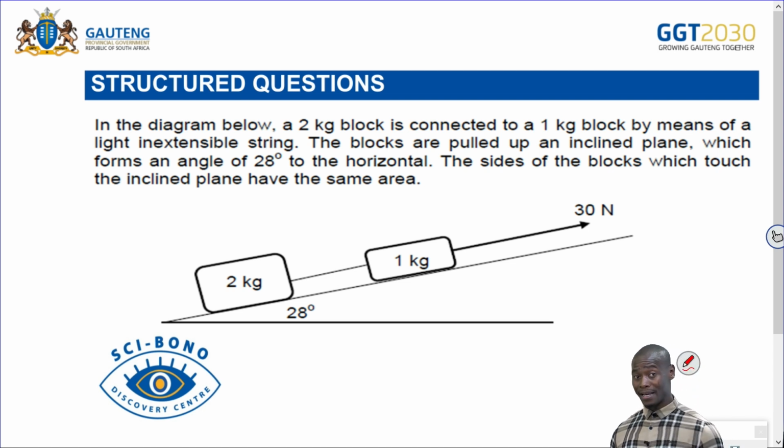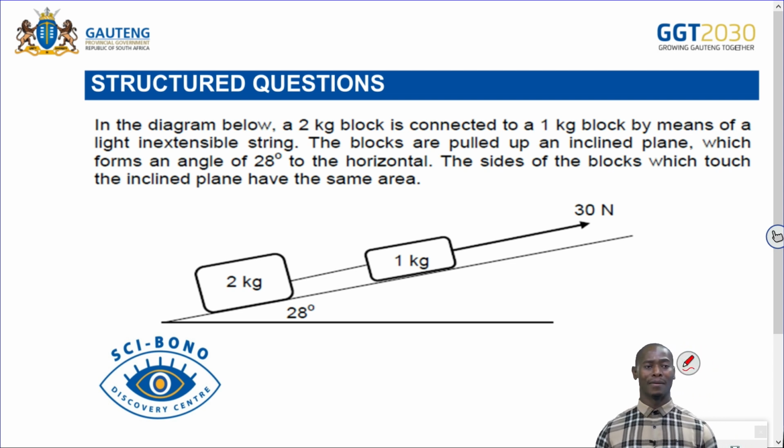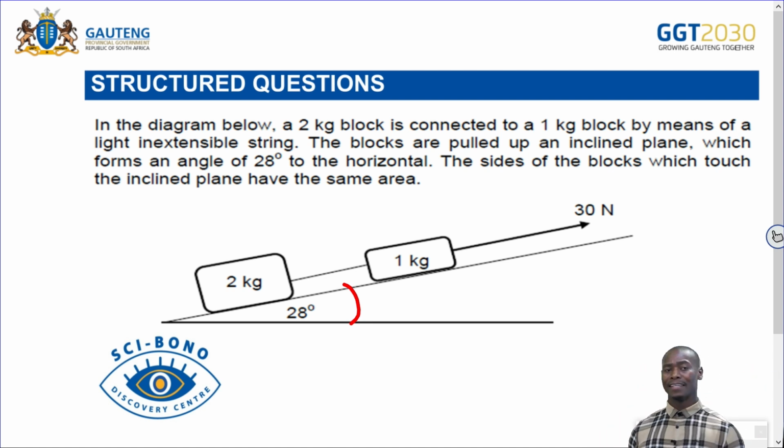an inclined plane. And we have how many objects here? 2 objects connected by a light inextensible string. So in the diagram below, a 2 kilogram block is connected to a 1 kilogram block by means of a light inextensible string. The blocks are pulled up the incline, which forms an angle of 28 degrees to the horizontal. The sides of the block which touch the inclined plane have the same area. So this is what we have, but now it's an inclined plane. And the force applied there is 30 newtons up the slope.